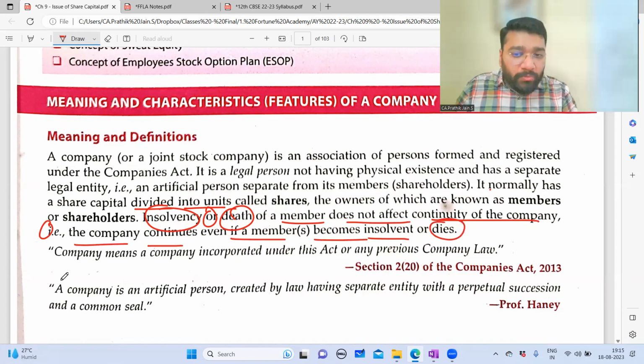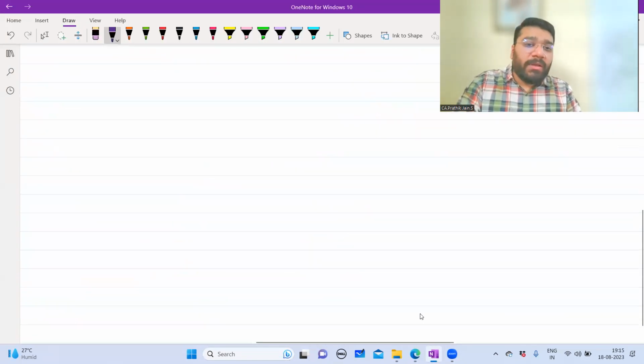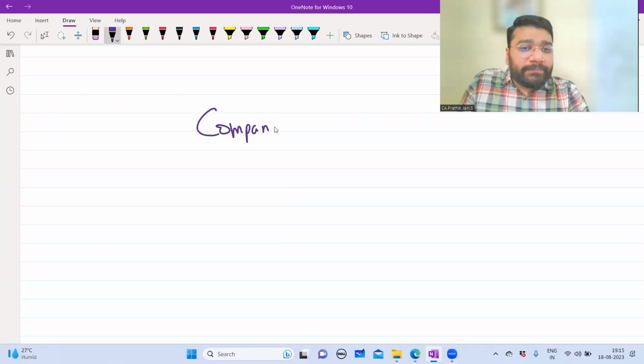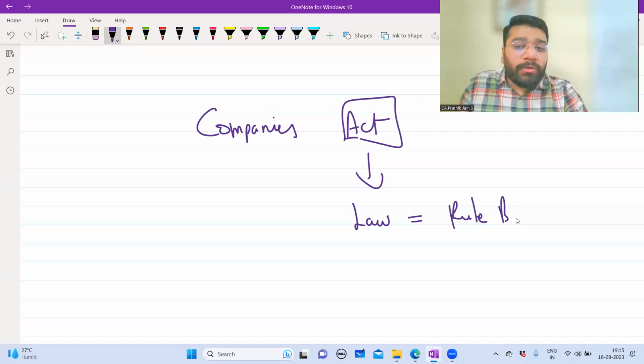Point clear? Now, Section 2, subsection 20 of the Companies Act 2013 says that company means a company incorporated under this Act or any previous company law. Now, listen to me very carefully. This Companies Act, first of all, what is the meaning of Companies Act? What do you mean by Act? If I have to explain in very layman language, since most of you here have not studied law, in layman language, Act means what? Law, equal to a rule book.